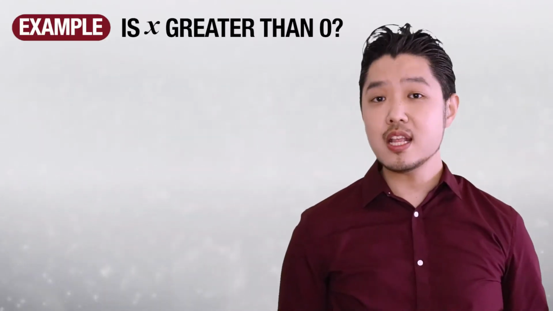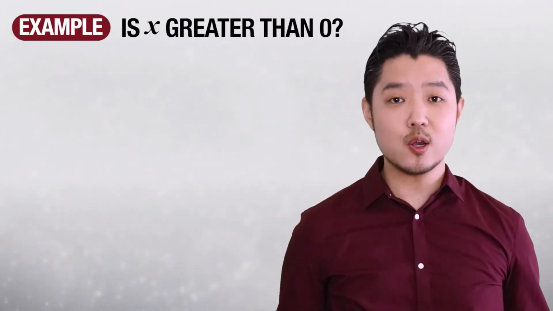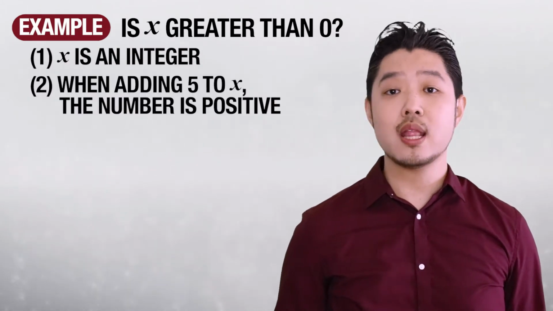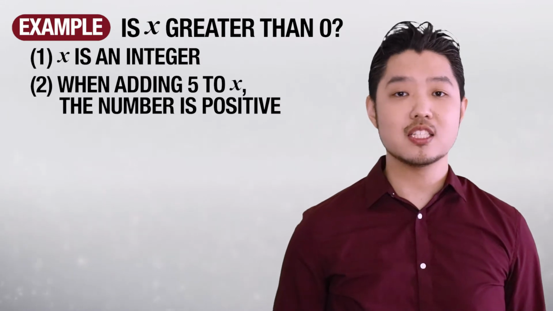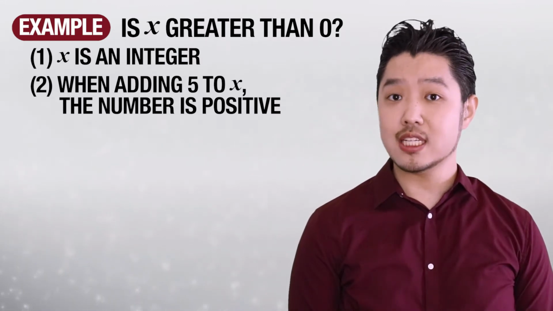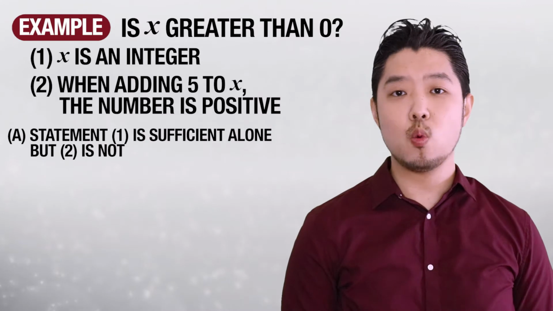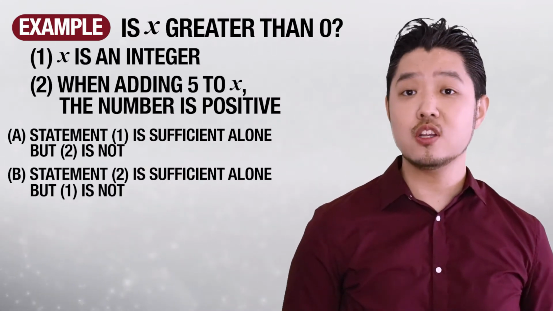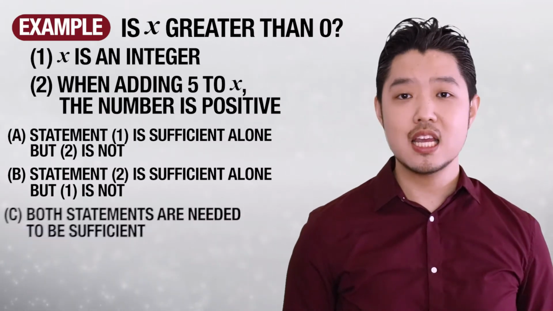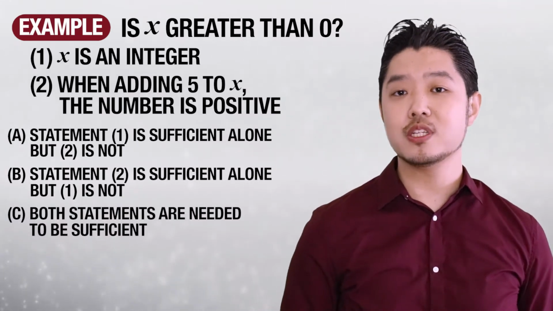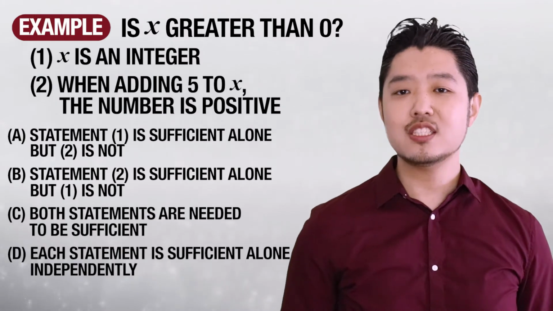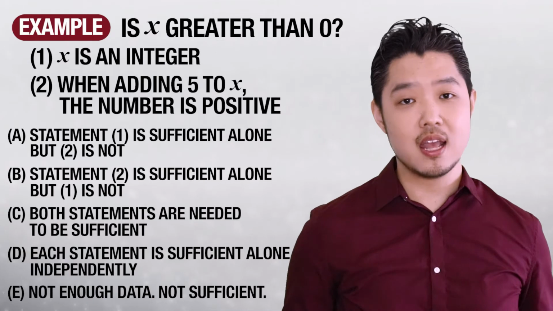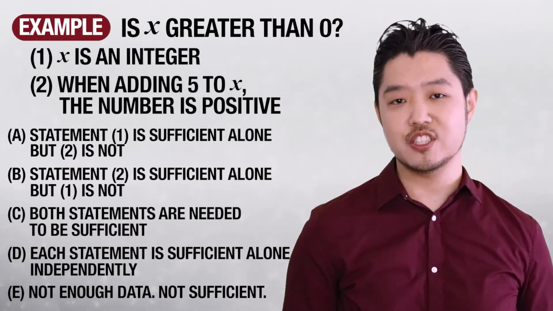For example, look at this question. Is x greater than 0? Statement 1 says x is an integer. Statement 2 says when adding 5 to x, the number is positive. And we have answer choices like this. A. Statement 1 is sufficient alone, but 2 is not. B. Statement 2 is sufficient alone, but 1 is not. C. Both statements are needed to be sufficient. D. Each statement is sufficient alone independently. E. Not enough data. The question is not sufficient.